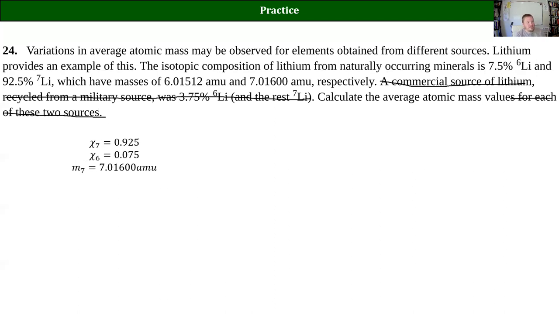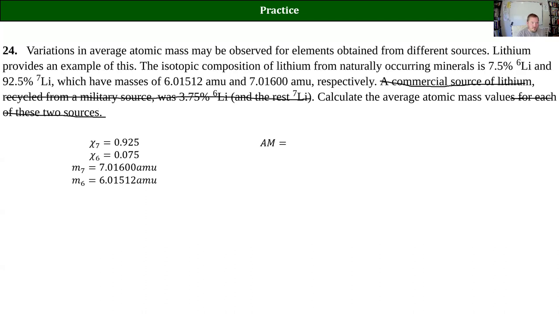So lots of sig figs on these. We're going to be limited by our percent abundance sig figs more than anything else, just like on the last example. Mass of lithium 6 is 6.01512 amu. So if we want to know the atomic mass of lithium from this source, we just take the probability of lithium 7 times the mass of lithium 7 plus the probability of lithium 6 times the mass of lithium 6.